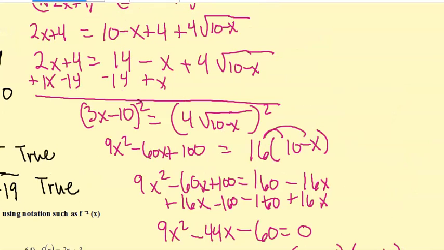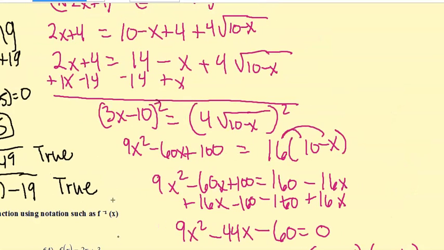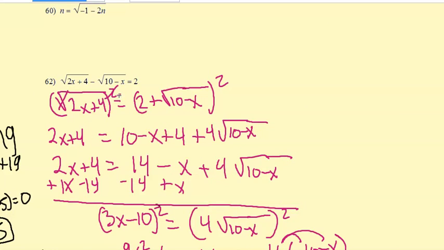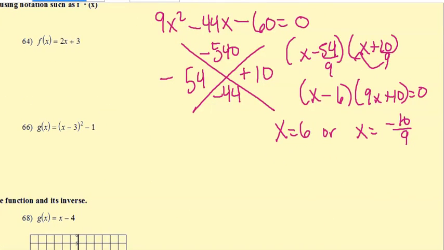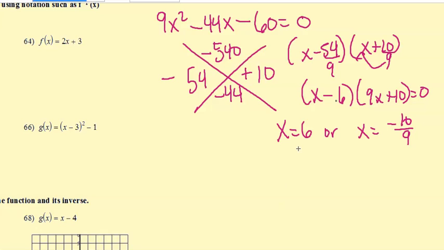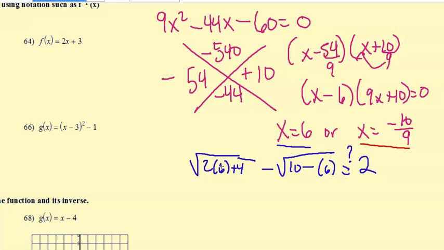So you want to check these back in with the original equation, see if they're true or false. If you get imaginary numbers, it would be false in this case. So let's plug those in, 6 and negative 10/9. Alright, so let's plug in x equals 6. Okay, if you plug this in, this would be true. So that's a real answer.